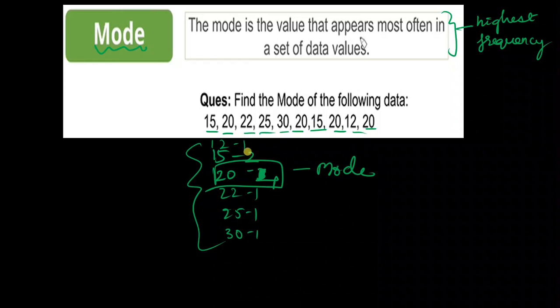Sometimes what happens is you will get two modes. Suppose 15 is occurring 4 times and 20 is also occurring 4 times, that means the modes will be 15 and 20. Sometimes that happens in a few cases, but mostly you will have only one mode.